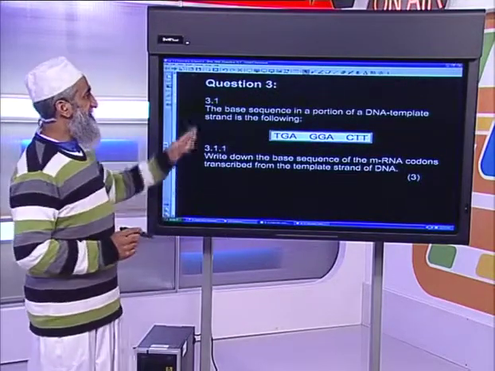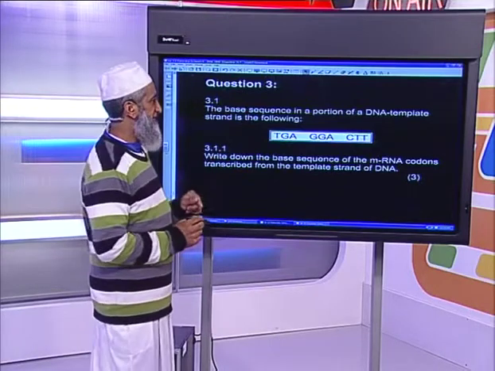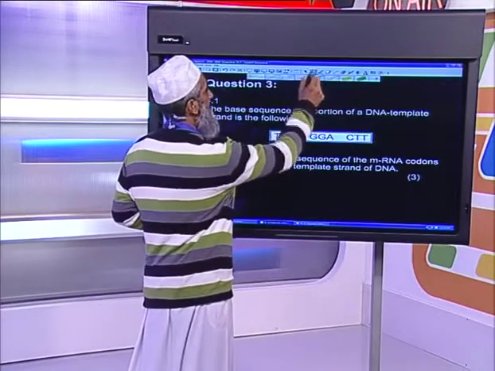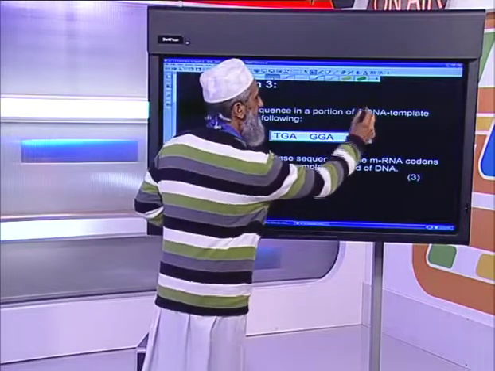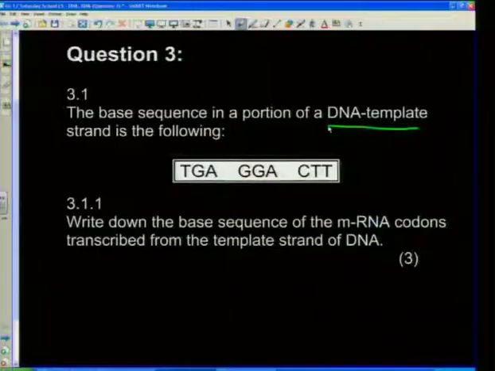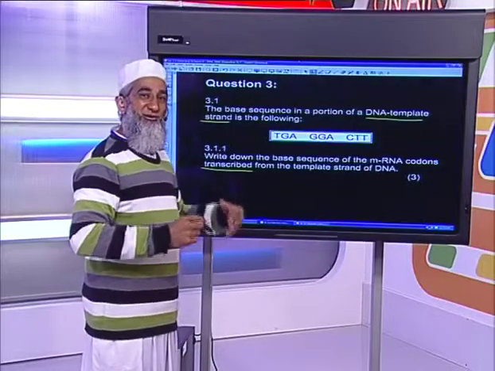In this question, they say the base sequence in a portion of DNA template strand is the following. So the DNA template strand has the following code: TGA, GGA, CTT. That is, we just took one portion of the DNA, and that's what we see there. The first question, they say, write down the base sequence of the mRNA codons transcribed from the template strand of DNA. So there's your word coming in there, Samuel, transcribed. And in this case, they're talking about transcription.